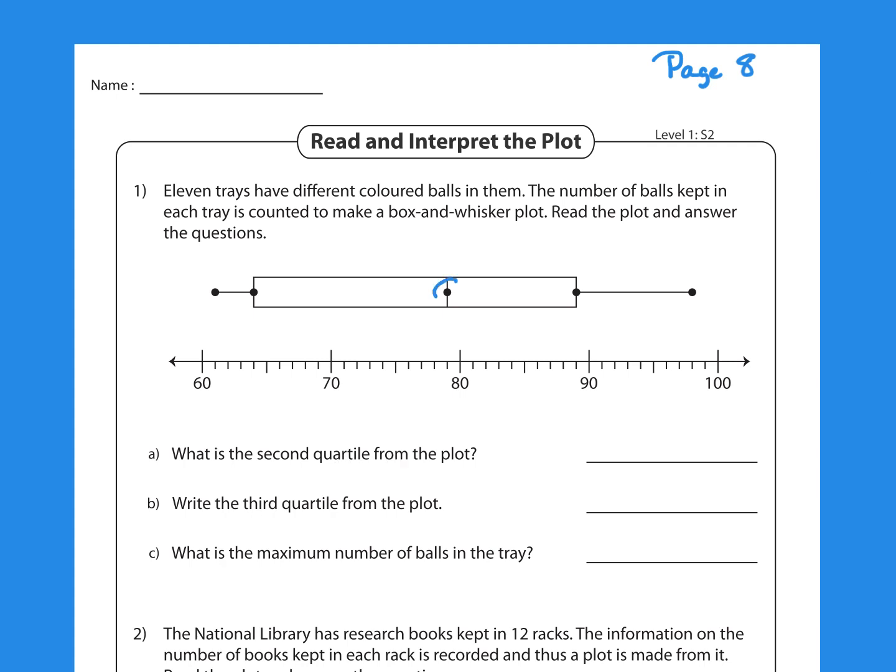So right here is the point that we're looking at. And if we kind of put a line straight down, we can see it's right one notch below 80. So this is 79.